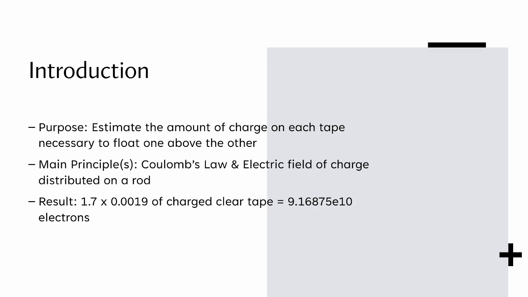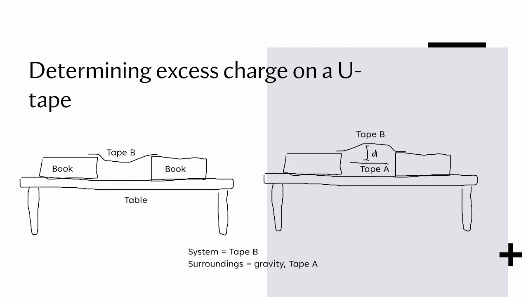In the end, the experiment found that the total number of electrons was 9.16875 times 10 to the 10. In lab 1, by placing one U-tape below another, measuring the distance between the two, and also measuring the top tape's weight, we were able to determine the excess charge on a U-tape.